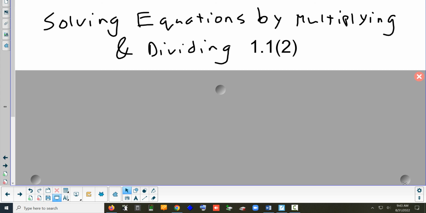So today we're going to finish up section 1.1, looking at how we can solve equations with multiplying and dividing. What are the two operations that we learned on Monday that we can use to solve equations? Remember, what were the two operations we used to solve all the problems we did on Monday?